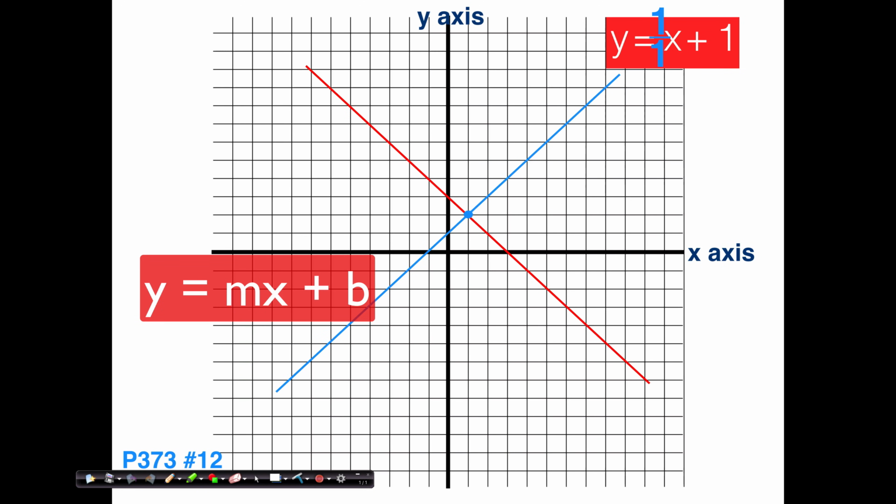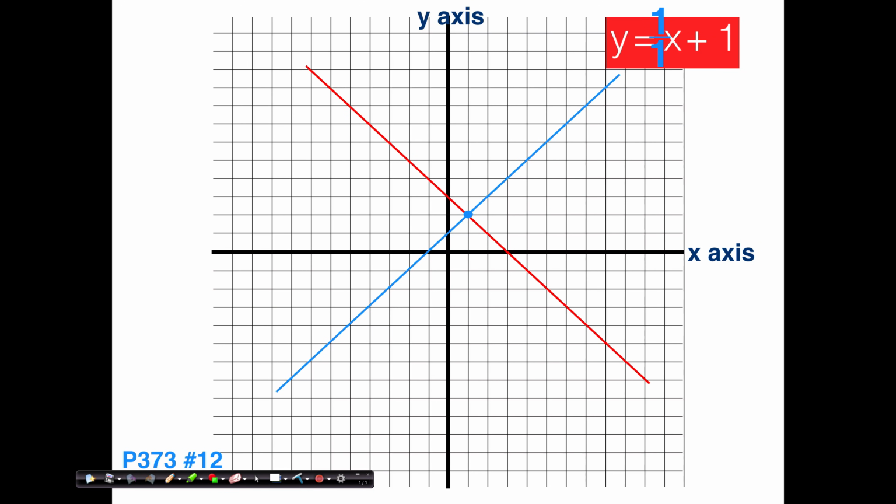So the problem asked us to solve this system of equations by graphing. We have graphed, and as you can see here, our lines intersect at one point. That one point is the solution for both of these equations, and that point is (1, 2). Our x is 1 and our y is 2.